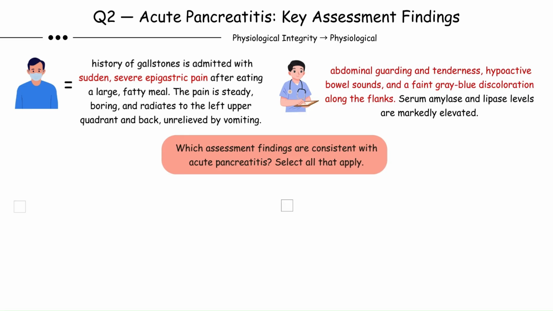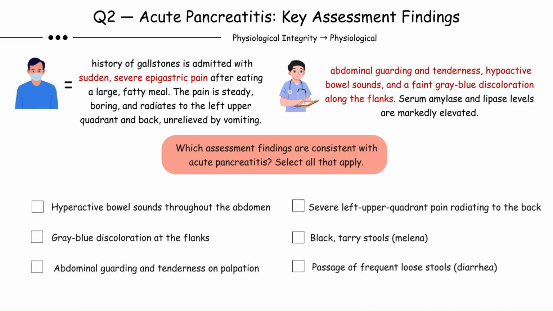Option 1. Hyperactive bowel sounds throughout the abdomen. Option 2. Gray-blue discoloration at the flanks. Option 3. Abdominal guarding and tenderness on palpation. Option 4. Severe left upper quadrant pain radiating to the back. Option 5. Black, tarry stools, also called melena. Option 6. Passage of frequent loose stools or diarrhea.